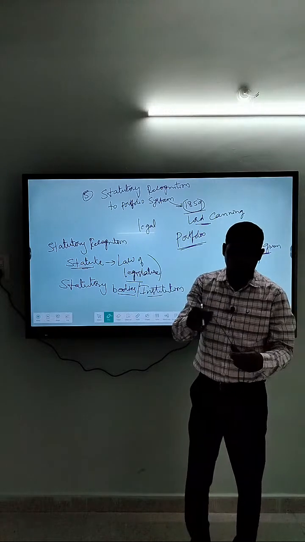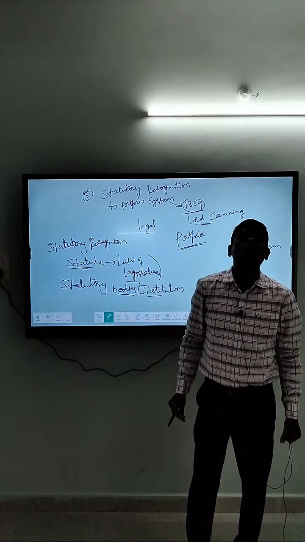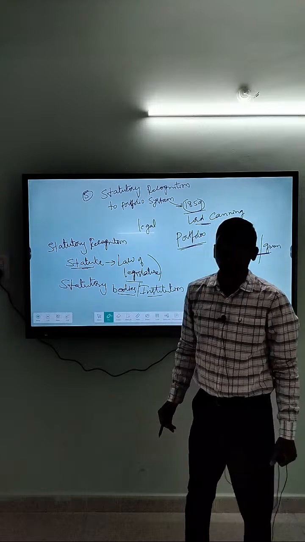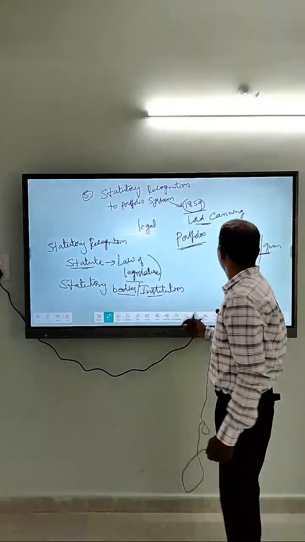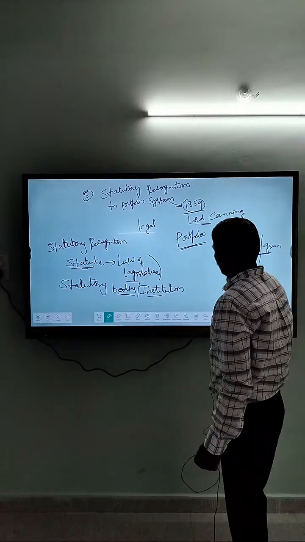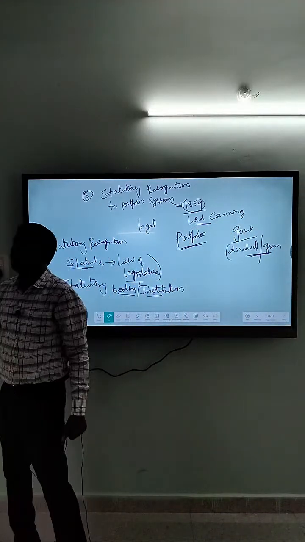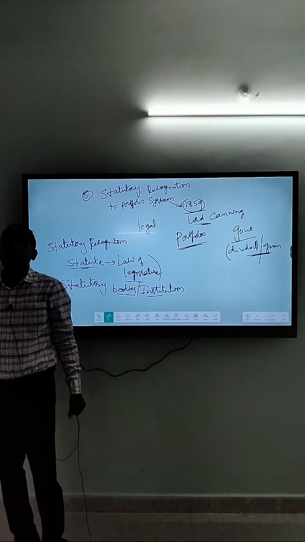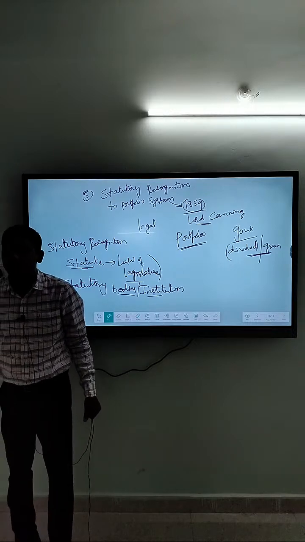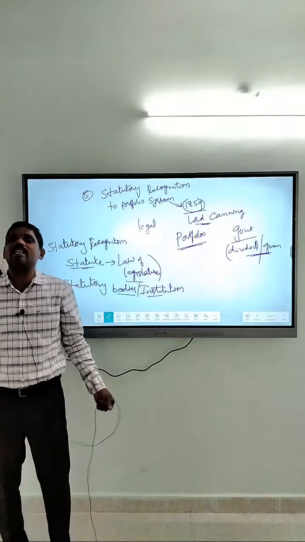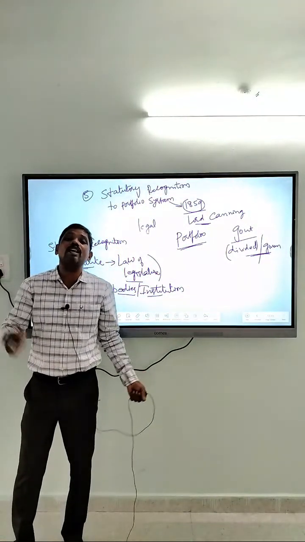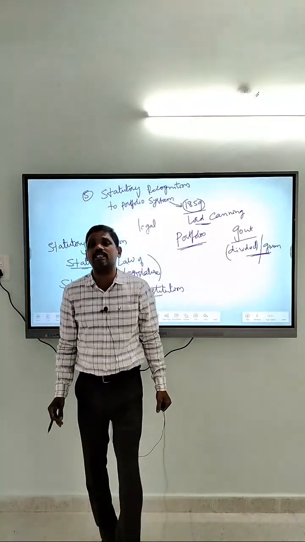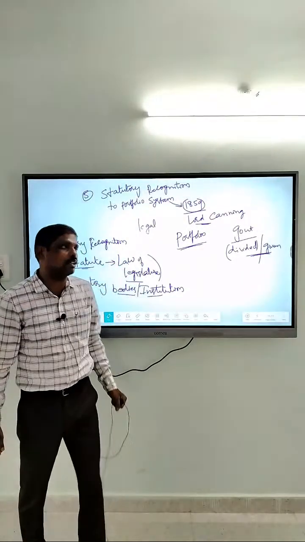Now, when I use the word government, who are the members of government? What are they called? Ministers, right? It is nothing but assigning the work among the ministers. That is what is called the portfolio system. So, portfolio system means assigning the work among the members of government.